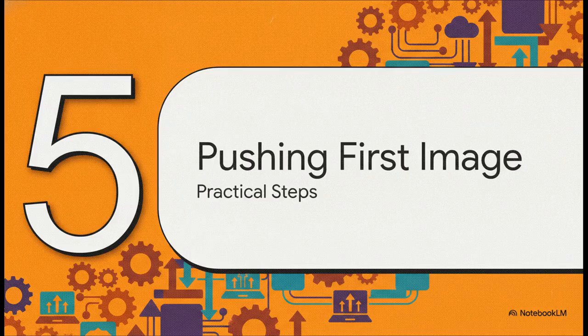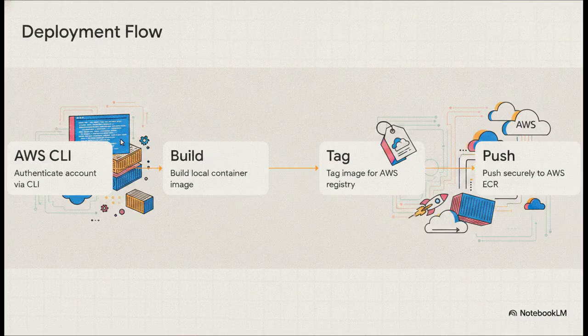And finally, Section 5, pushing your first image. Let's walk through the actual mechanics of getting a local image up into the cloud. It breaks down into 4 distinct steps. First, you log in and authenticate your machine with the AWS CLI. Second, you build your container locally. Third, you tag that image so it matches your ECR repository URI. And fourth, you just push it up to the cloud.